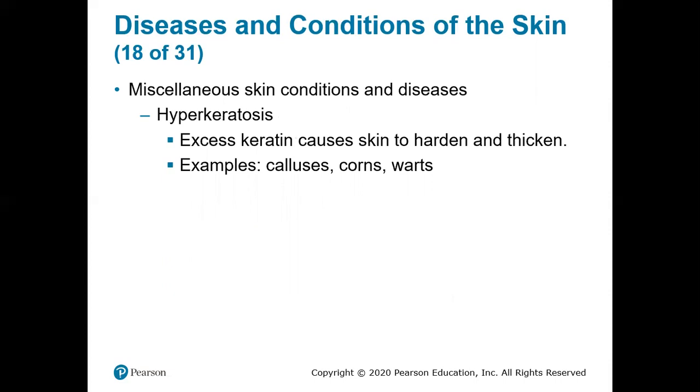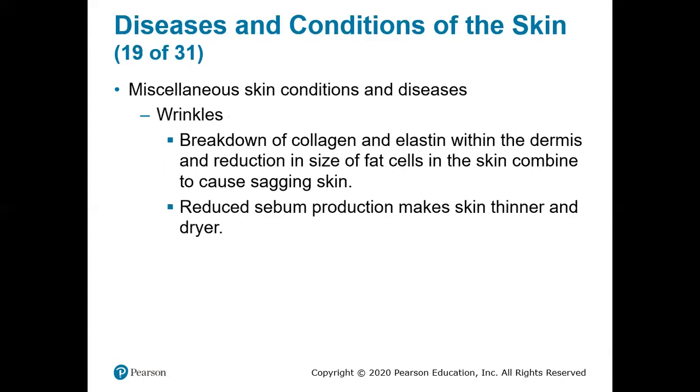Miscellaneous skin conditions and diseases. First, we're going to look at hyperkeratosis. This is excess keratin, which causes skin to harden and thicken. Examples would be calluses, corns, and warts. Wrinkles: a breakdown of collagen and elastin within the dermis and a reduction in size of fat cells in the skin combine to cause sagging skin. Reduced sebum production makes skin thinner and drier.